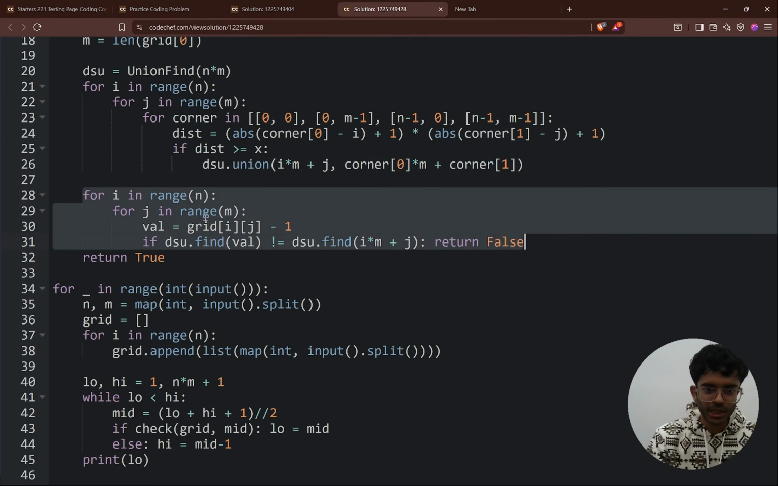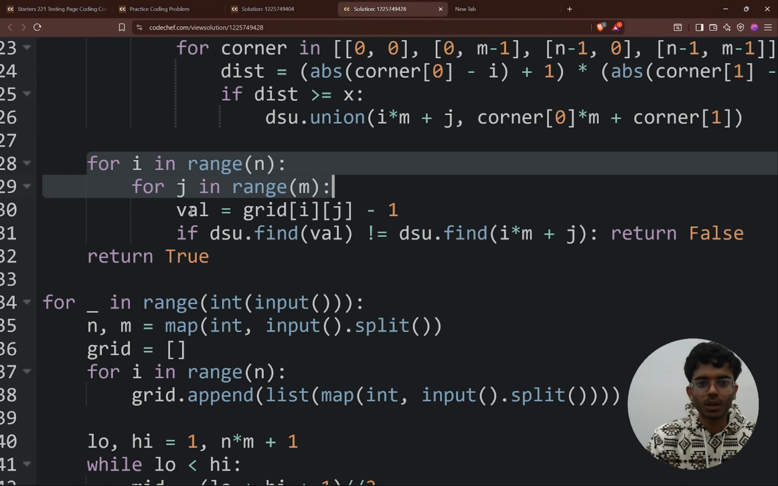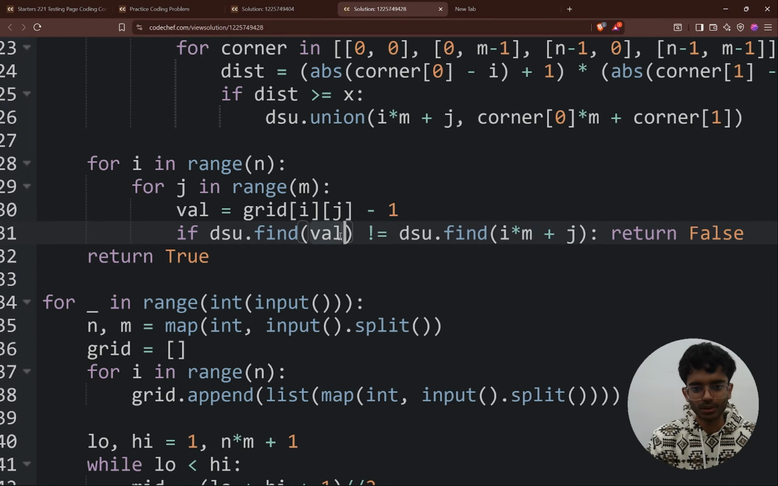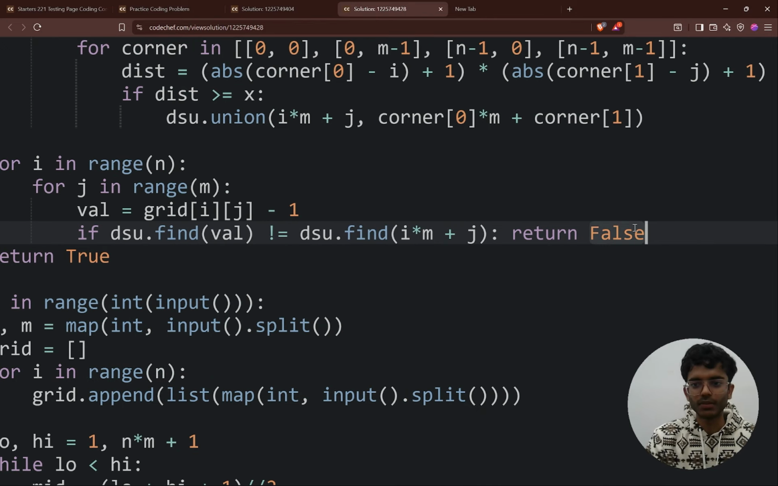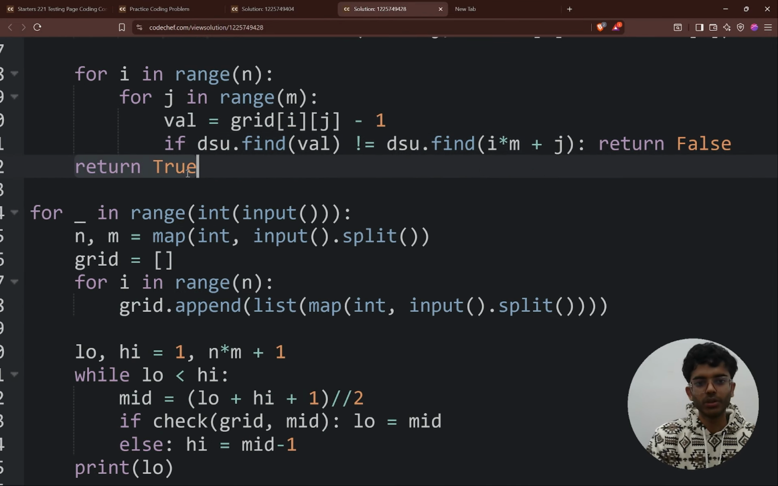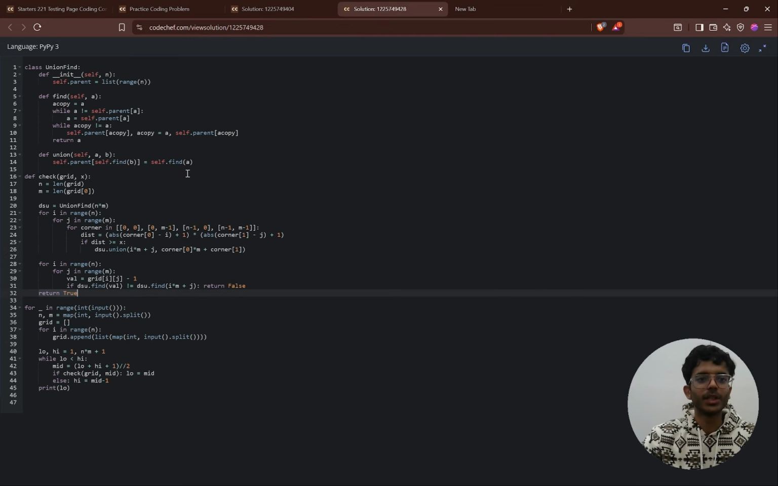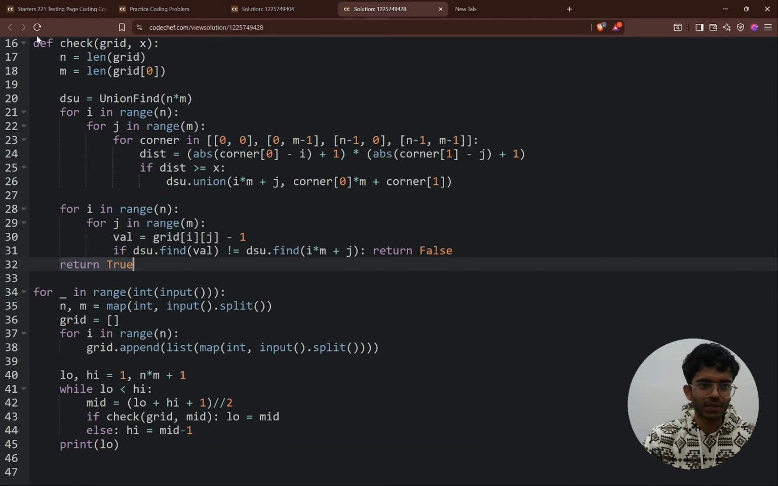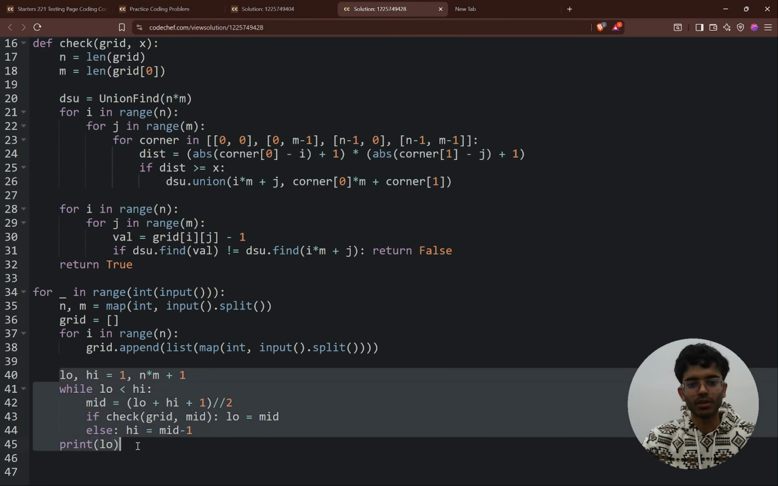Now we'll check if it is possible. Over here, we are running over each node. If the value that needs to be placed here, which is i into m plus j, and the value that is present at this node belong to the same component, then that is fine. But if they do not belong to the same component, we'll return false. And in the end, we'll return true if for all the nodes, they belong to the same component. And yeah, that's pretty much the whole solution. The time complexity is nm into log of nm because this check function takes n into m time, and this binary search will add a component of log of nm.